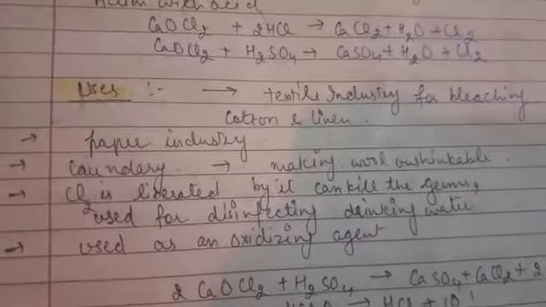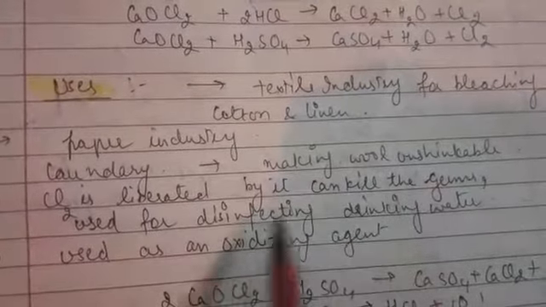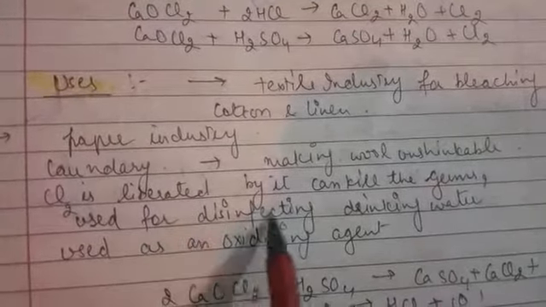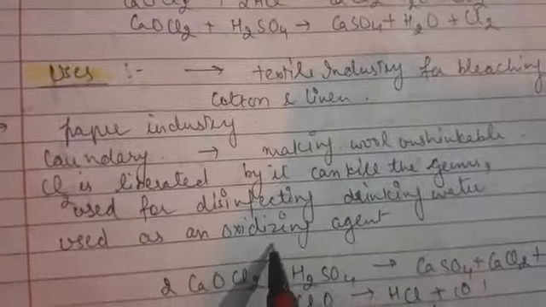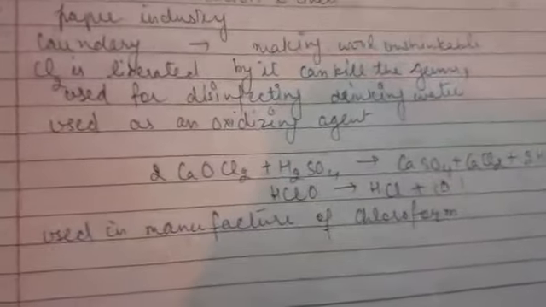And when it reacts with sulfuric acid, it forms calcium sulfate plus water plus chlorine gas. And now, what are the main uses of bleaching powder? First use is in the textile industry for bleaching cotton and linen, in the paper industry, laundry, and making wool unshrinkable. Chlorine is liberated by it, so it can kill germs. It can be used for disinfecting drinking water, and used as an oxidizing agent.